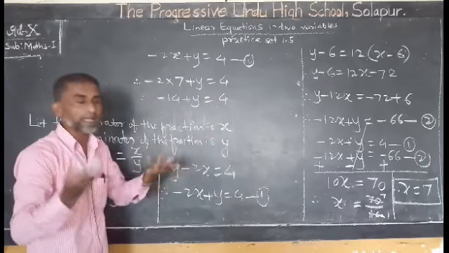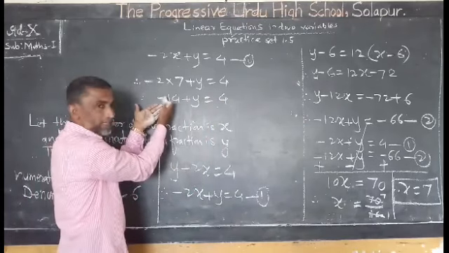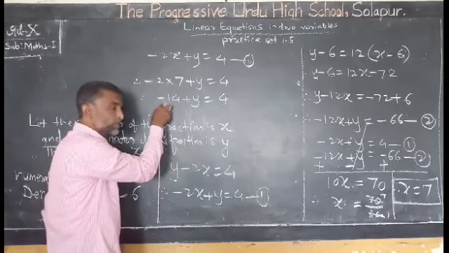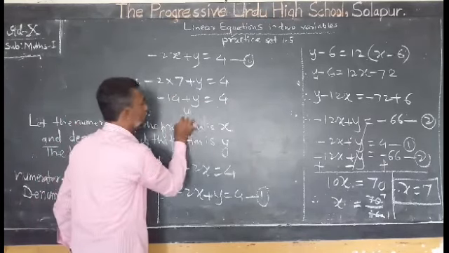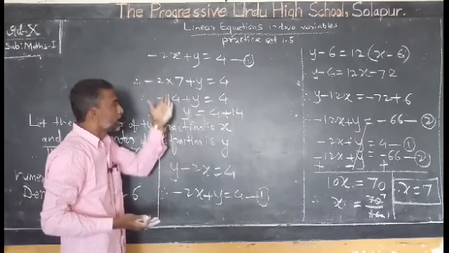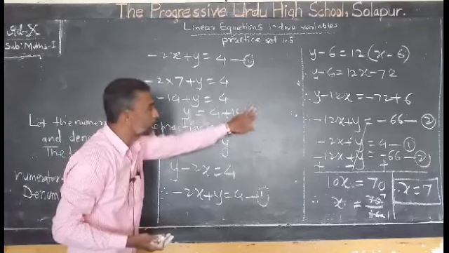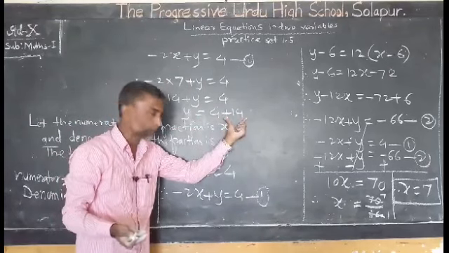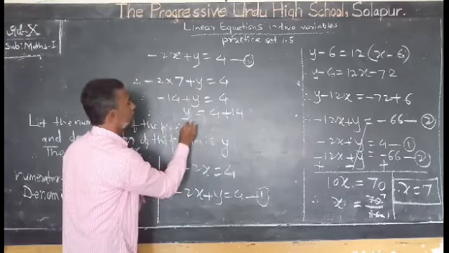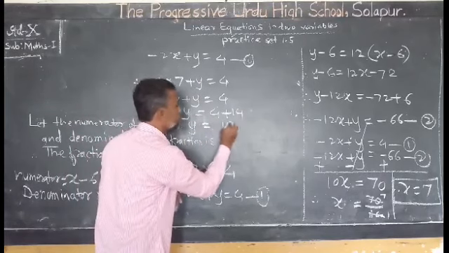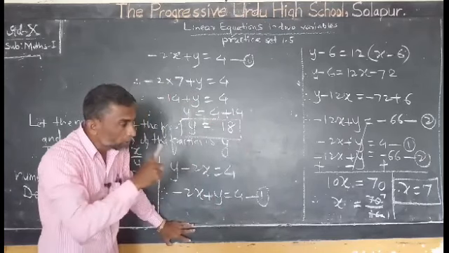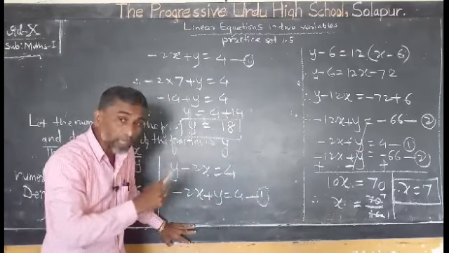Adding 14 to both sides, we want to vanish this. So, add 14 to both the sides. Minus 14 plus 14, it will become 0. y is equal to 4 plus 14, or in other words, take this minus 14 to right hand side, it will become plus 14. Therefore, y is equal to 18.